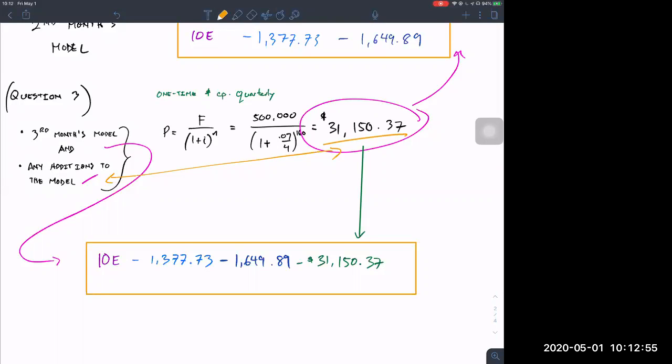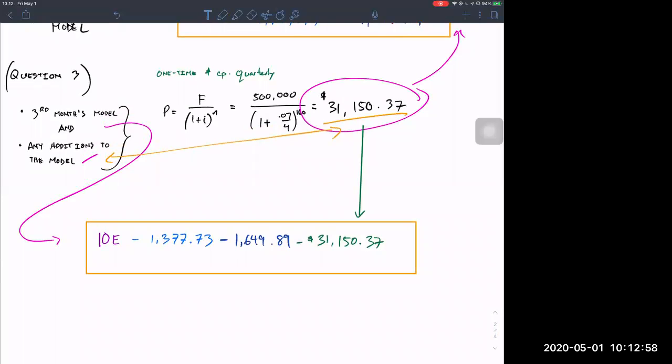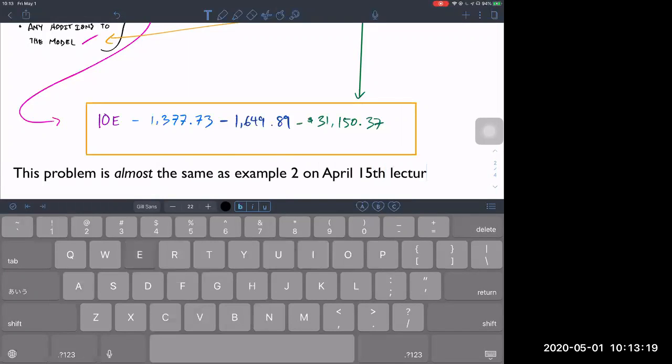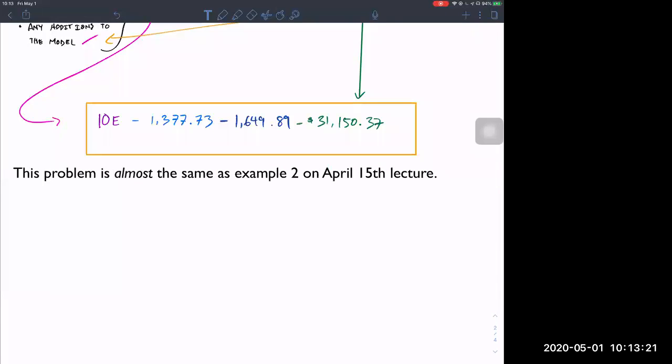By the way, I should note that this problem is almost the same as example 2 on the April 15th lecture. There was a little difference there in the last part. That's why it took me a moment to figure out what was going on. But it's pretty much good to go. All right. What are the questions on this modeling problem?